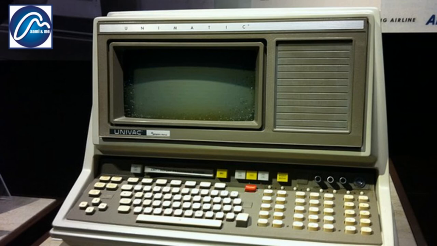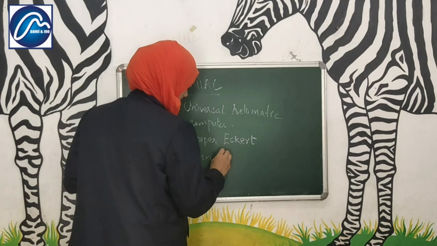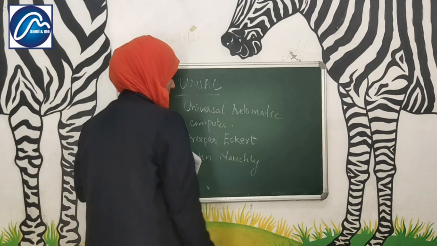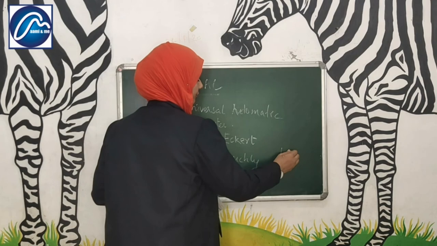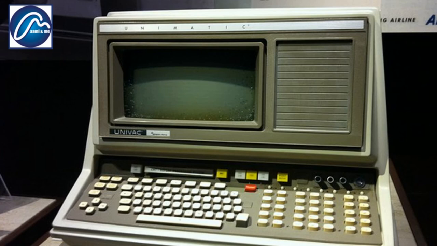UNIVAC, that is Universal Automatic Computer. Who invented it? Prosper Eckert and John Mauchly in 1951. Okay. UNIVAC is the first commercial computer.